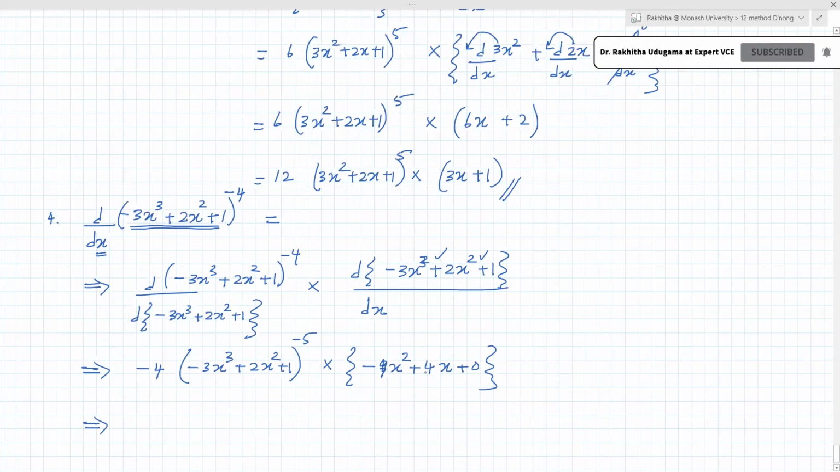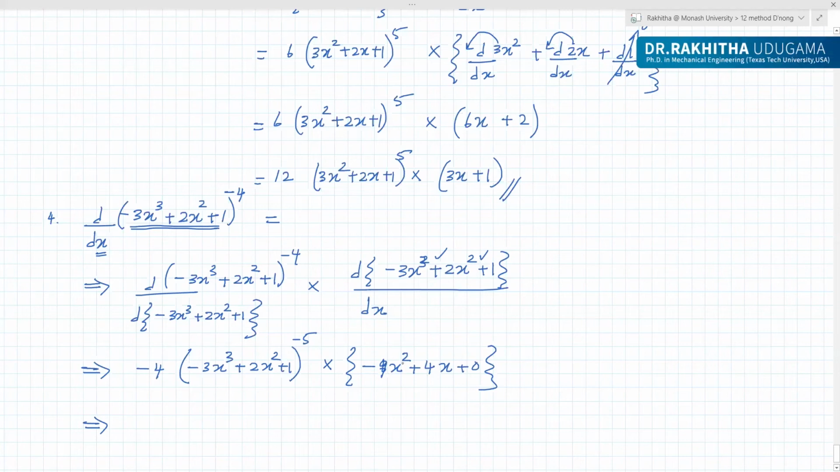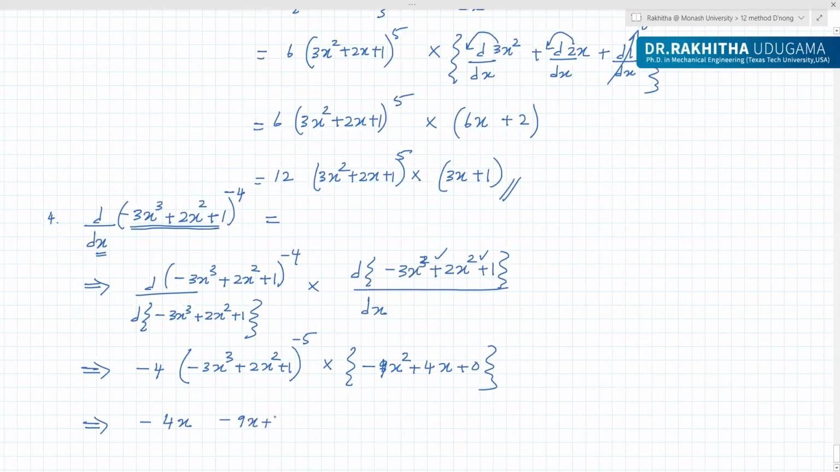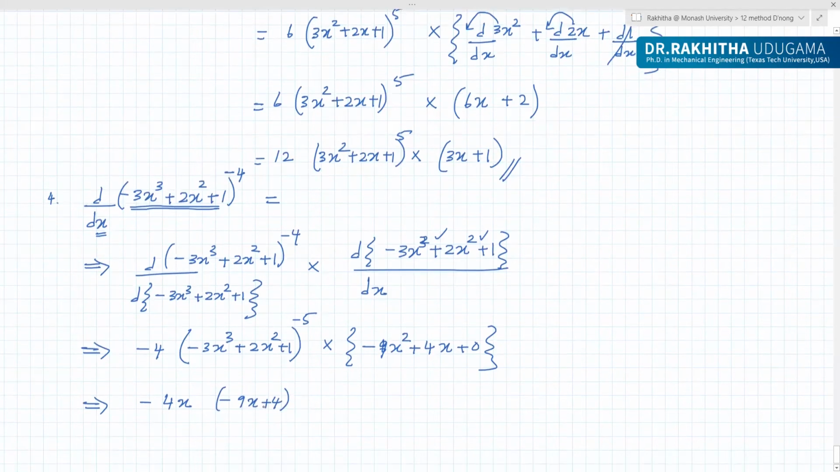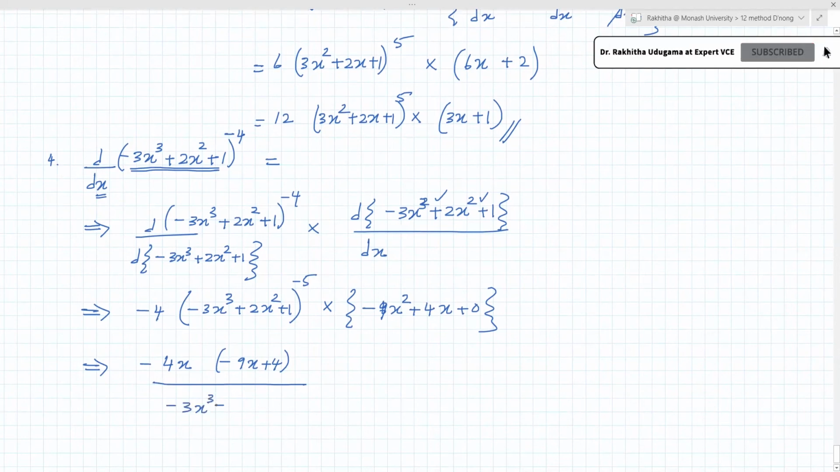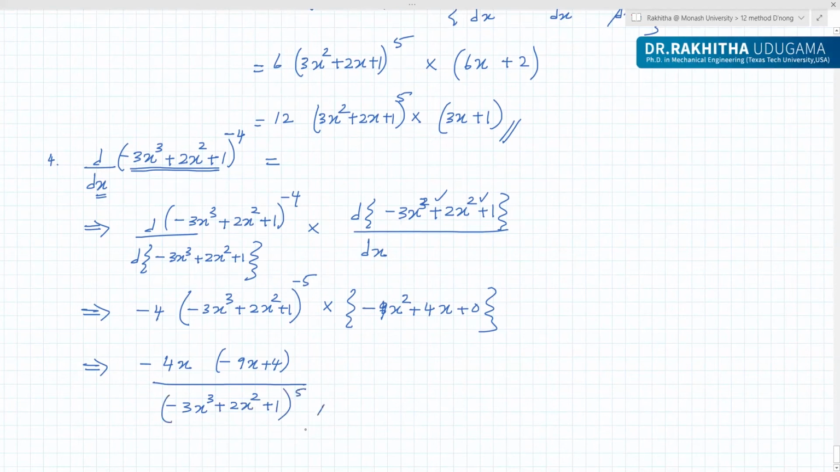So now, is there any common thing you can take out? Yes, x, you can take out x, right? So I would say minus 4x. Then if I take x out, I will get here minus 9x plus 4, minus 9x plus 4, right? Then this is minus 5, right? So I will put it in the denominator. That would be my answer. Any questions?